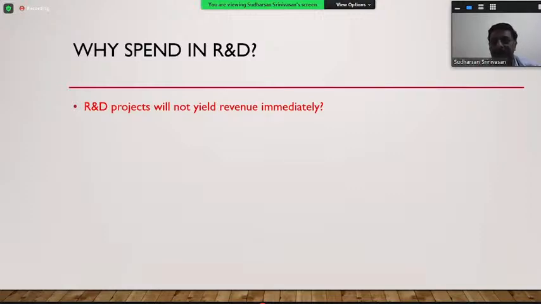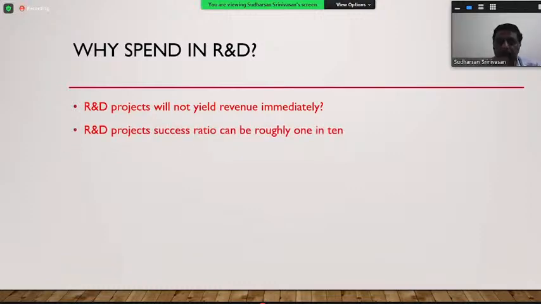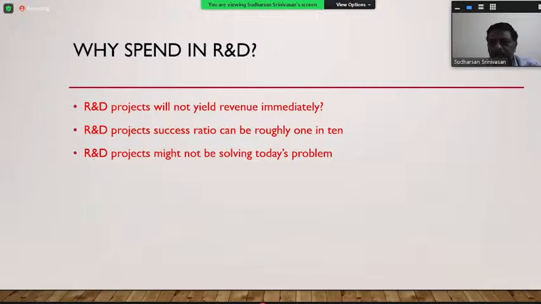That could be one of the questions of why we should do R&D, right? Next, the success ratio of a new project, of a new solution, is roughly 1 in 10. Don't take my quote and go do a Google search, because any of what I'm talking about here may not be on Google; it is based on my own experience. Typically, 1 in 10 R&D projects will see the light of day and be successful. It may not solve today's problem. Let's say we are working on a banking project, and you want to take money out or put money in. I'm not developing a project for that because there's already a solution for that.